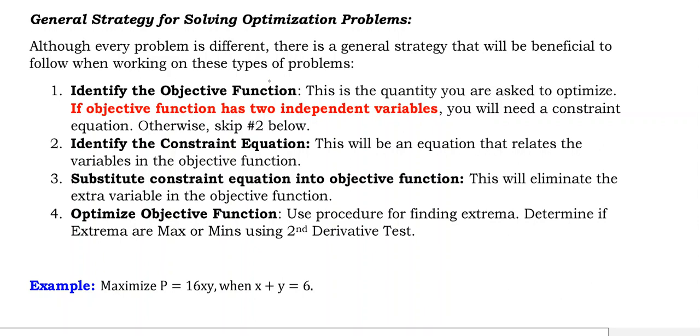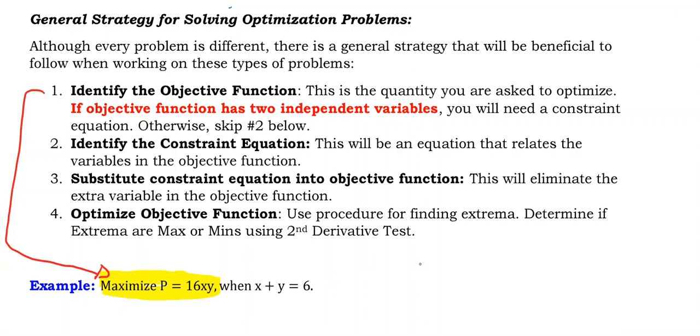So in this first example down below, it says maximize p equals 16xy. That, therefore, is our objective function. Okay, that is what we want to maximize or possibly minimize. If we have a revenue function, quite often we will want to maximize revenue. We will want to minimize our costs.